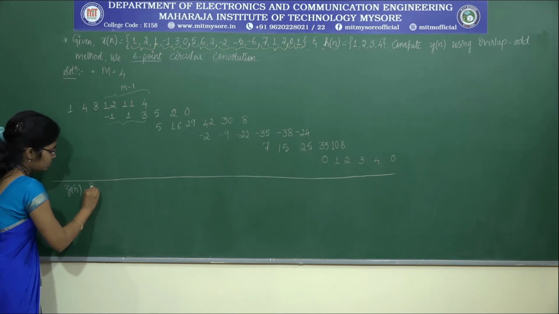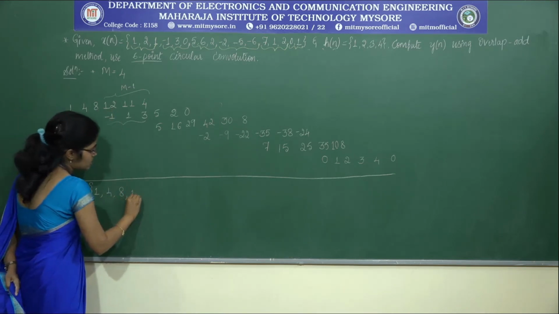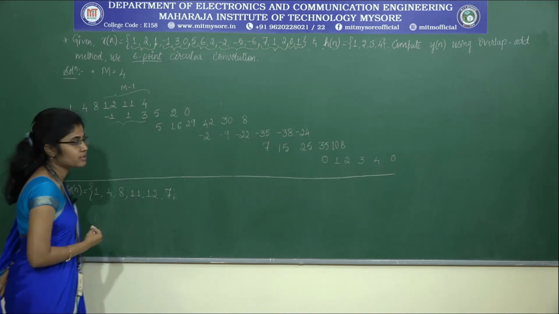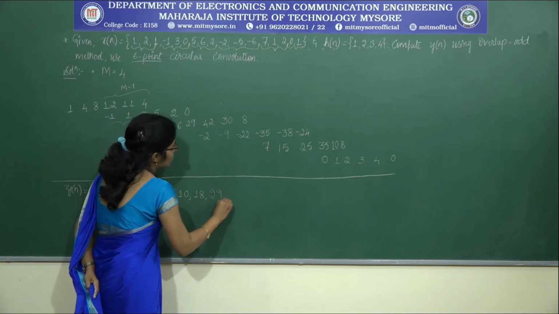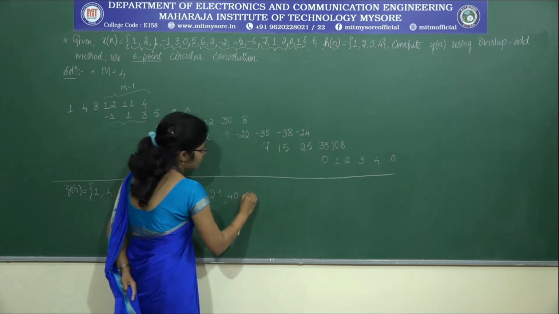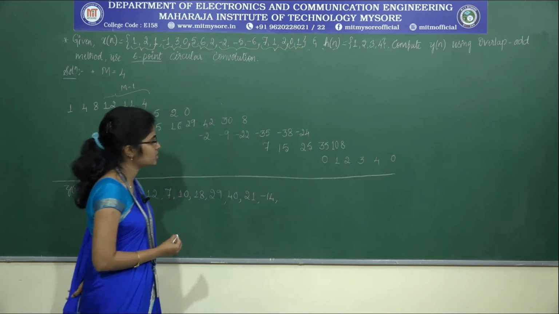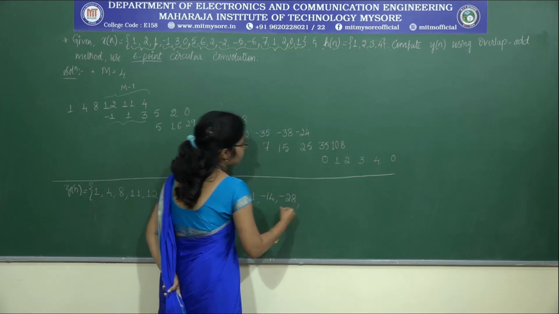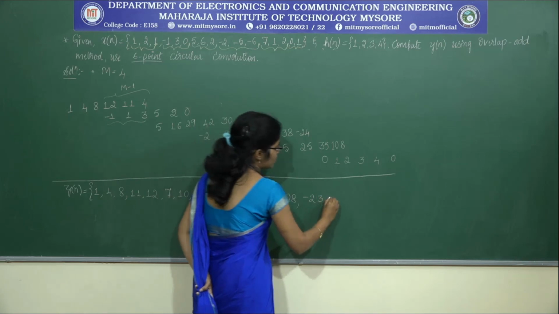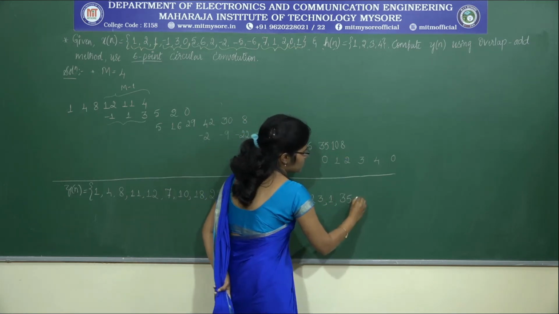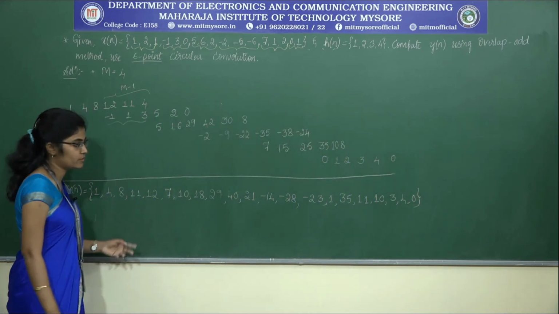So y of n will be equal to, there is nothing below 1, so I will write it directly, write 4 as it is, write 8 as it is. So 12 minus 1 is 11, 11 plus 1 is 12, 4 plus 3 is 7, 5 plus 5 is 10, 16 plus 2 is 18, 0 plus 29 is 29, 42 minus 2 is 40, 30 minus 9 is 21. So 8 minus 22 gives us minus 14. Similarly, minus 35 and 8 gives us minus 28, and minus 38 plus 15 gives us minus 23, minus 24 plus 25 gives us 1, 35 plus 0 is 35, 10 plus 1 is 11, 8 plus 2 is 10, 3, 4 and 0.